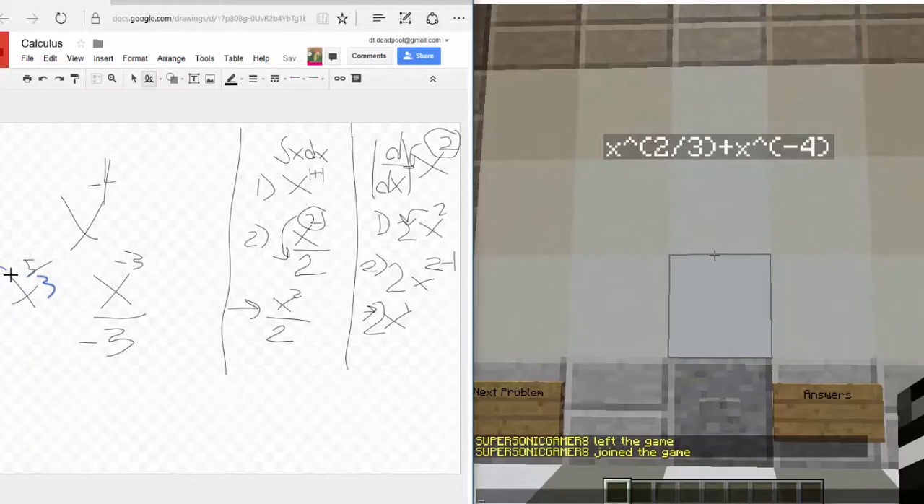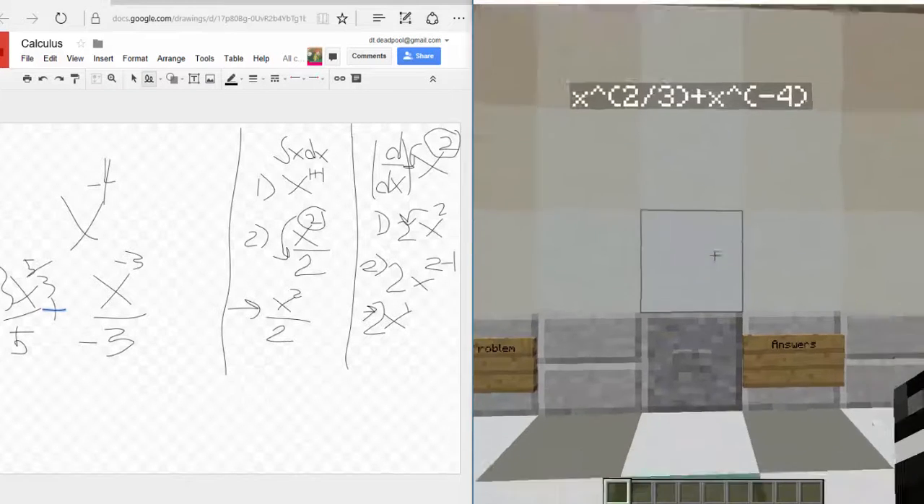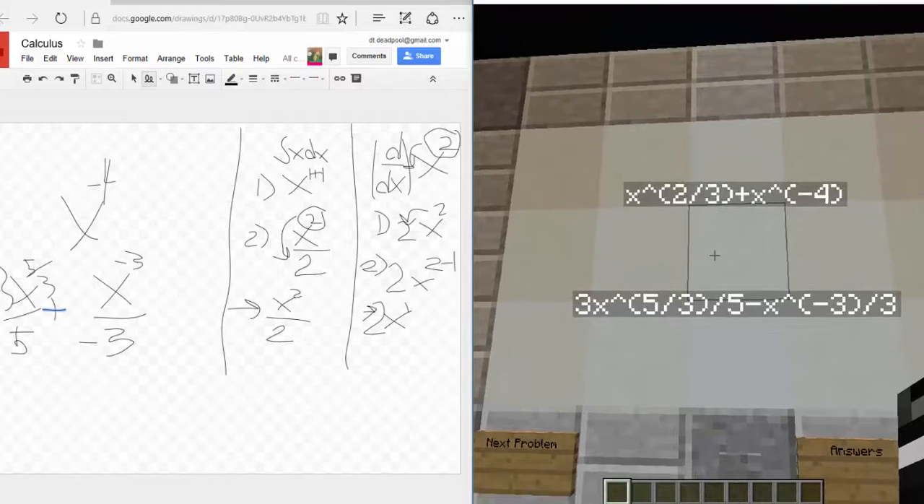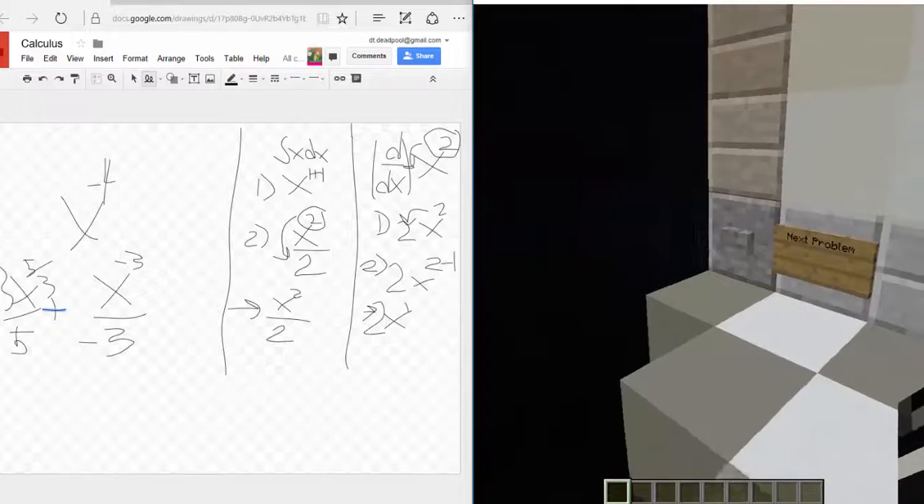And then add the 3 in the front. I don't have much space. Divided by 5. You see this? You put it all together, right? Yes. And since there's the negative in the bottom, it would actually be minus. So the 3/5 x to the 5/3 minus x to the negative 3 over 3. Just like that. Okay.